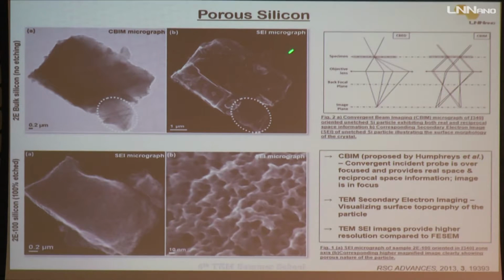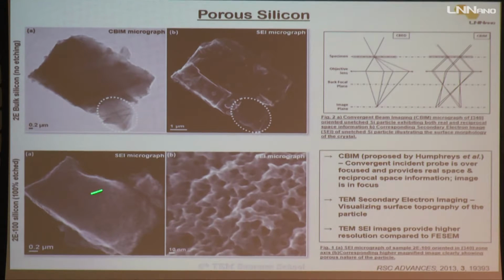And this is secondary electron imaging. These are secondary electron images that were acquired in TEM, not in SEM. So due to that, there is good contrast, and the resolution is much improved, as we have acquired these secondary electron images in TEM, not in SEM.